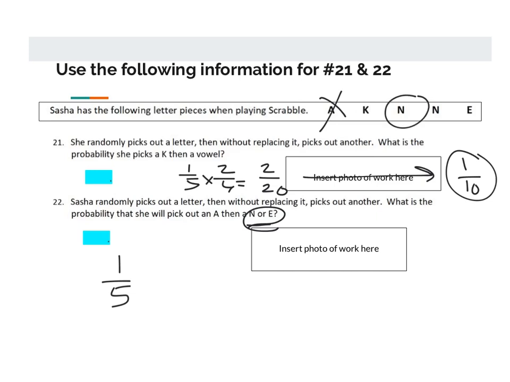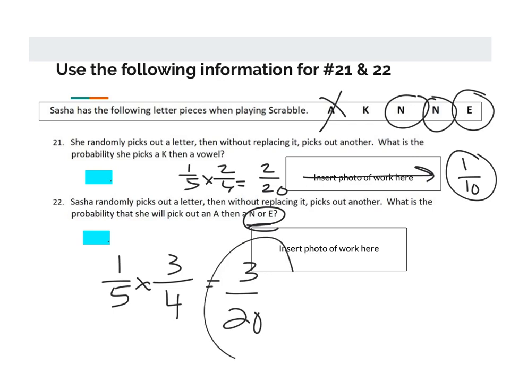So there is 1, 2, 3 favorable outcomes out of 4 possible outcomes. Multiply, 1 times 3 we get 3, 5 times 4 we get 20. And that is simplified. So 3/20 is the chance of her getting an A, not replacing it, then selecting an N or an E.